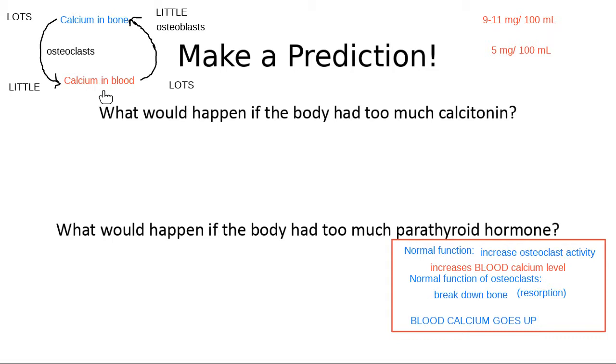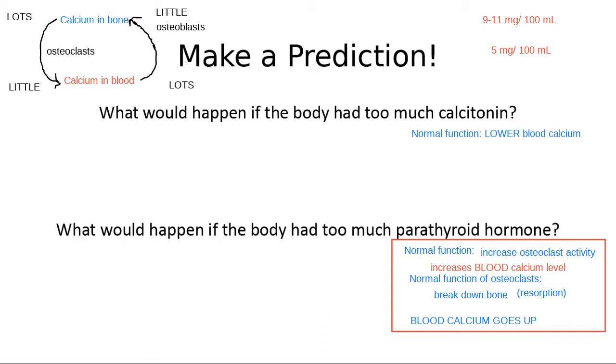Okay, before we talk about too much parathyroid hormone, I want to talk about calcitonin really fast. When we talk about calcitonin, what does calcitonin do to my blood calcium level? What effect does calcitonin have on blood calcium? Yeah, so the normal function of calcitonin is to lower blood calcium.